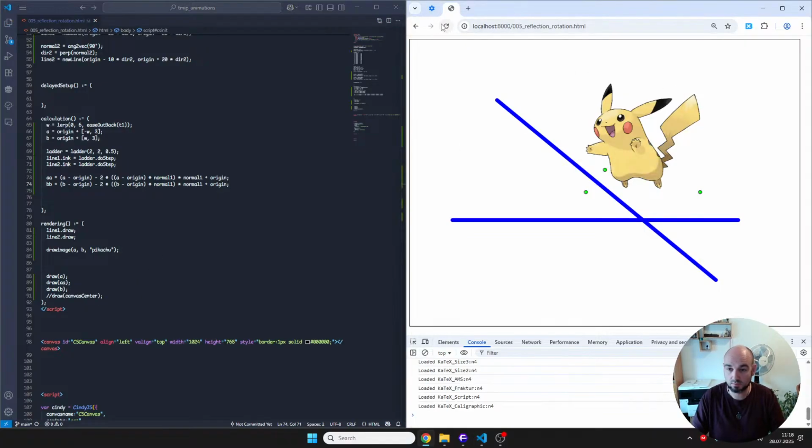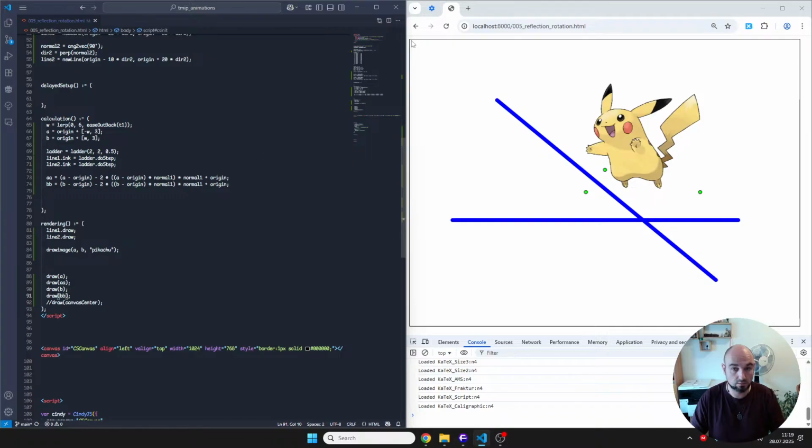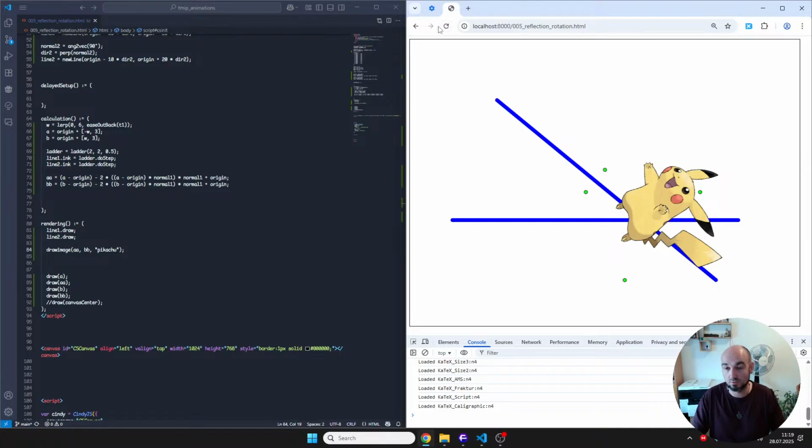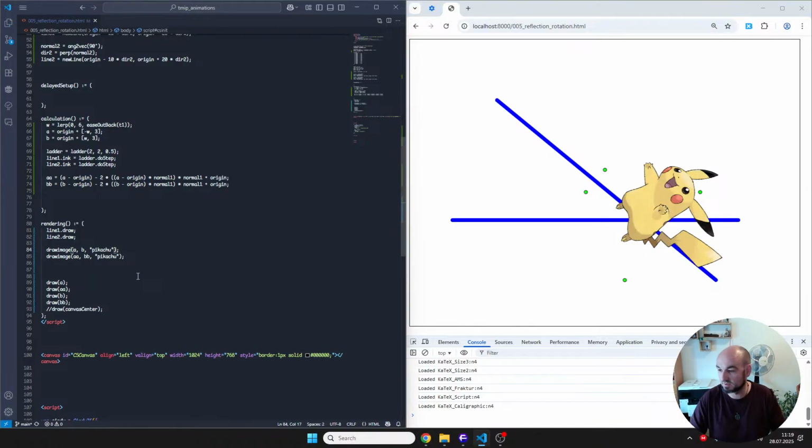Now we have our... Where is it? Oh, we haven't drawn it. Right, this is the reflected B. And now we want to have the Pikachu here. So a quick check whether it works is we were doing that. Right. Is that correct? Let's make both of them.